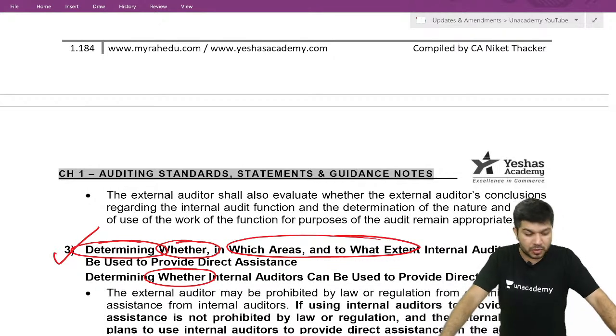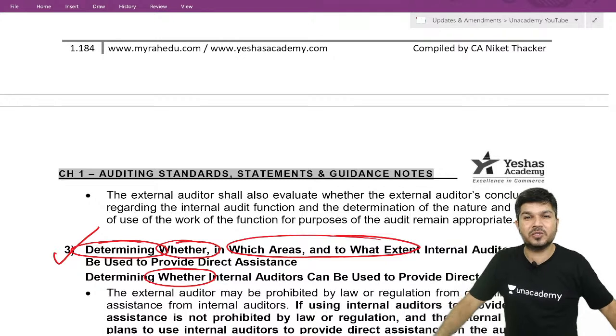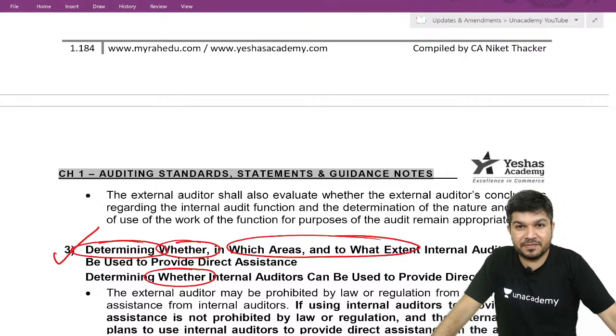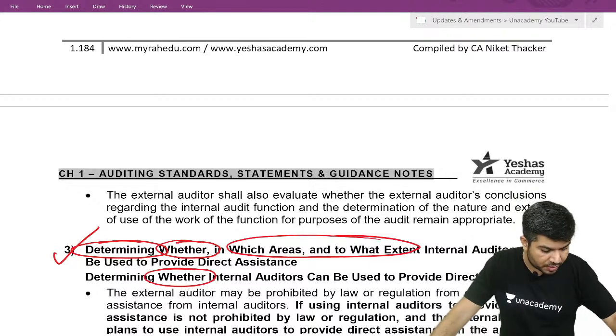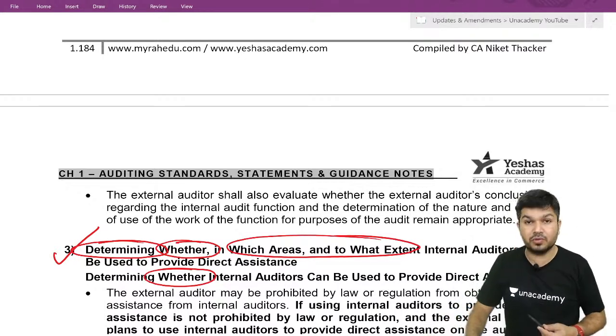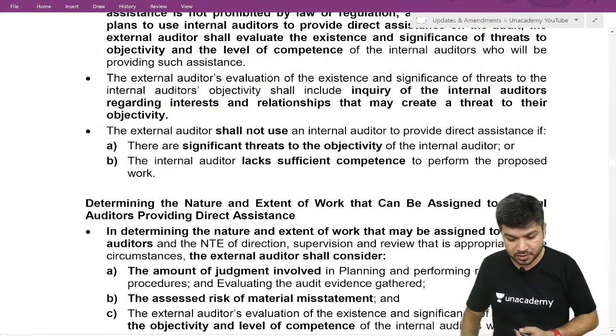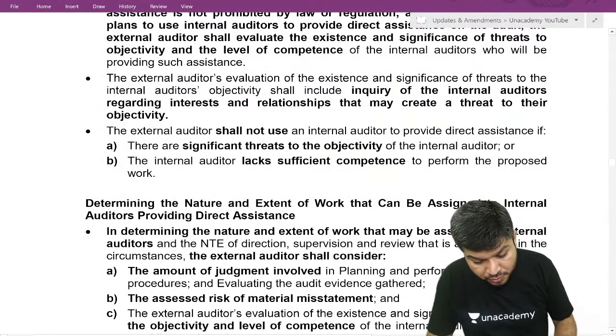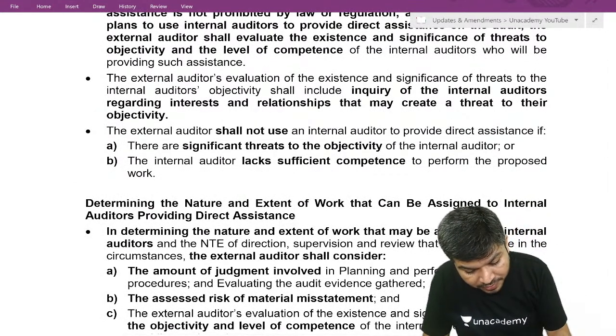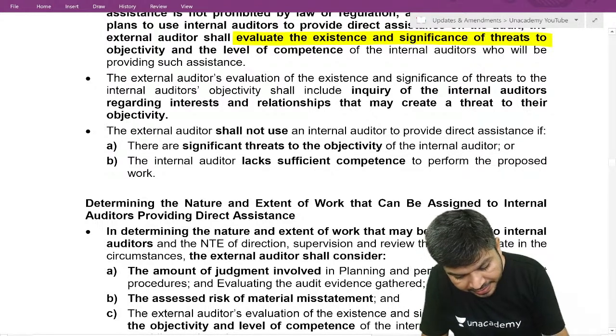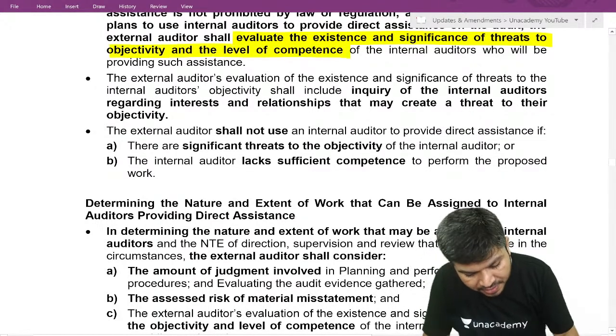No, sir, because he will not be able to work objectively. Second, if I feel he does not have the competence, should I use him to check that 11th area? I know he doesn't have the competence. Should I use him? No. So again, the answer will be no over here. So to decide whether I should use him or not, I need to evaluate the existence of threats.